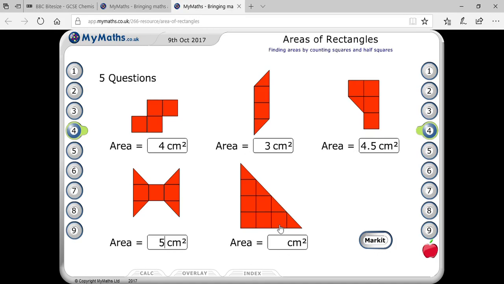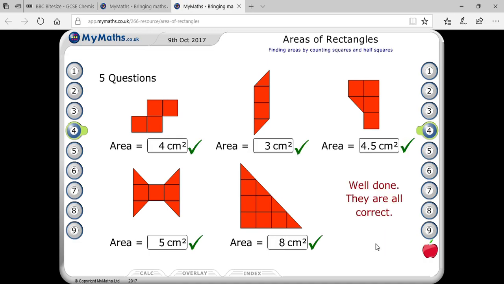And here, now firstly you have to consider your whole blocks: 1, 2, 3, 4, 5, 6. And then half of it will be 7, half of it will be 8. Okay, now I get it. Do you understand that? And when we mark it, that's not correct.